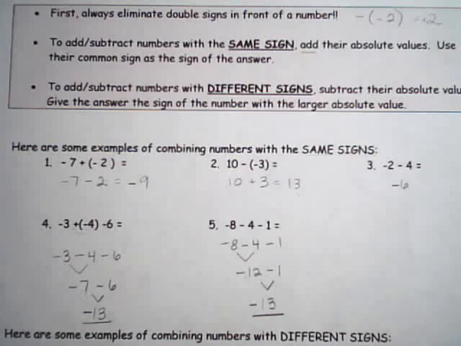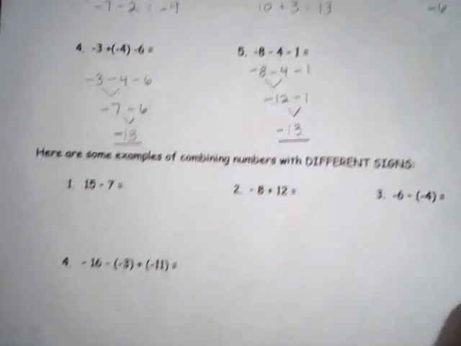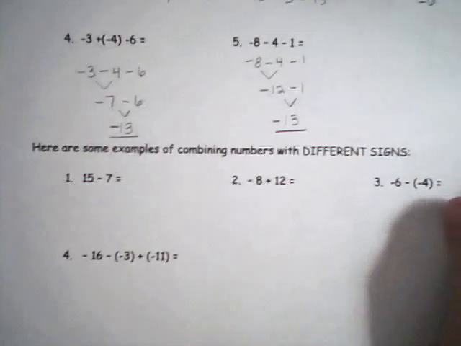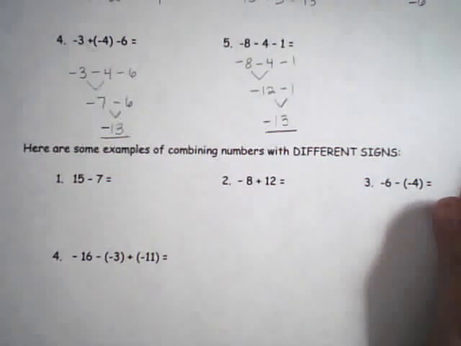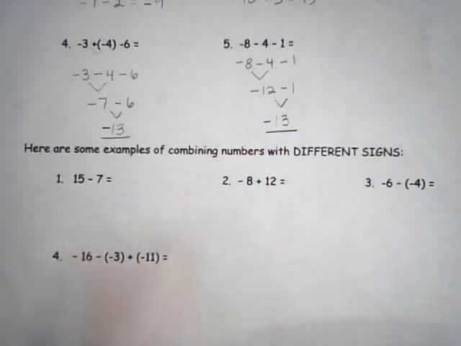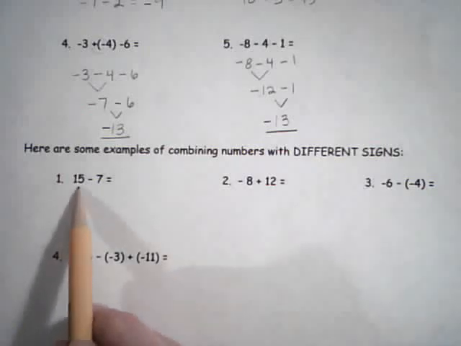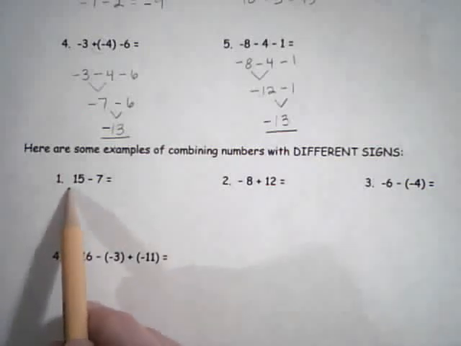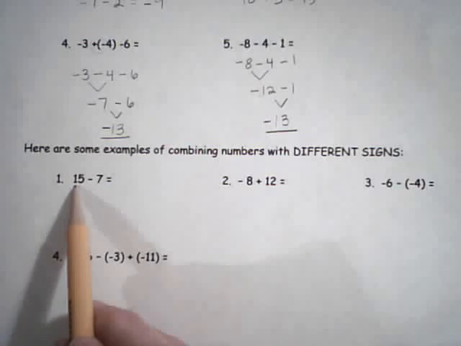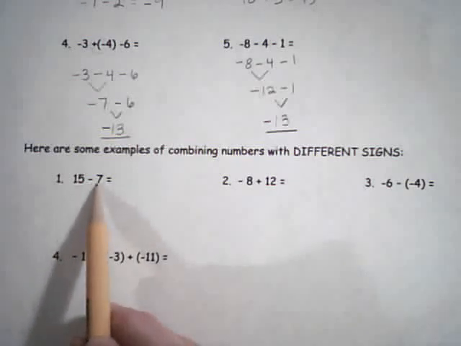Okay, the second half of the handout is going to be combining numbers that have different signs. Okay, so as I look at number 1, we do not have any double signs to eliminate. This is a positive 15. If I don't see a sign in front, that means it's positive. So a positive 15 and a negative 7.